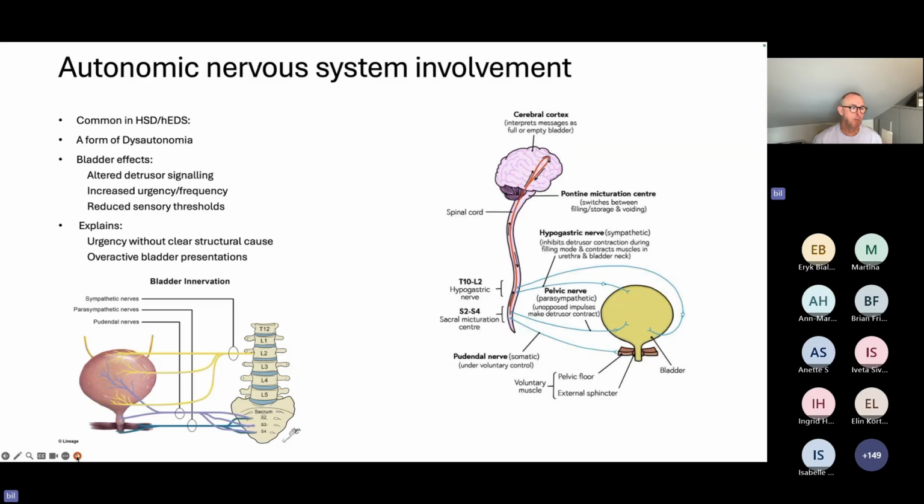We have sympathetic nerves, we have parasympathetic nerves. They're widespread all the way from L2 all the way into the sacral nerves. So I think we have to be thinking not just about the local nerves, but what's happening right up into the lumbar spine, and what is the lumbar spine movement like? What is the lumbar spine control like? And it goes all the way up into the pontine micturition center in the brain, the cerebral cortex. We've got the hypogastric nerve, we've got the pudendal nerve, we've got pelvic nerves, we've got sympathetic nerves, all playing into this role.